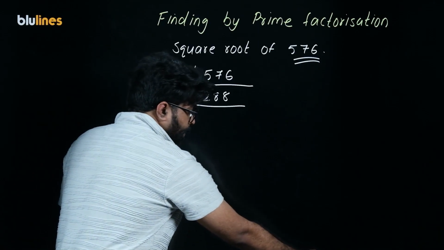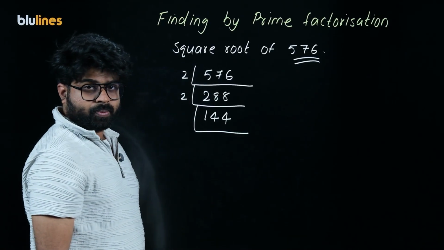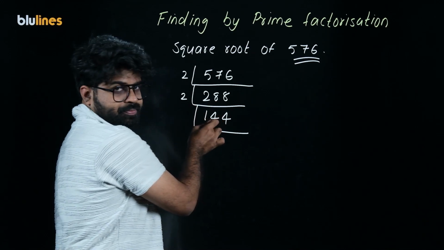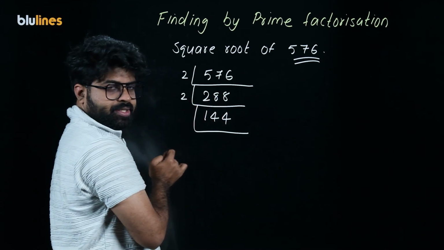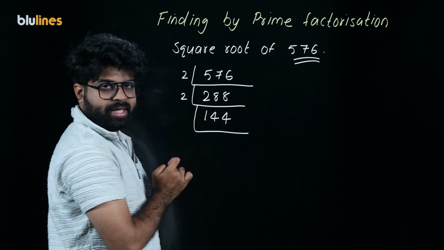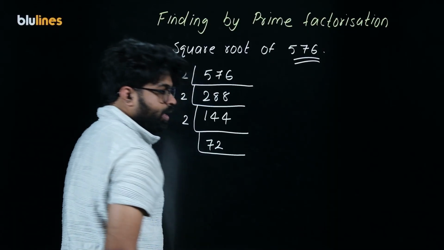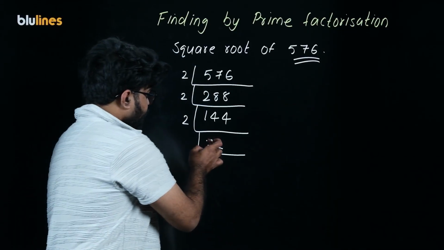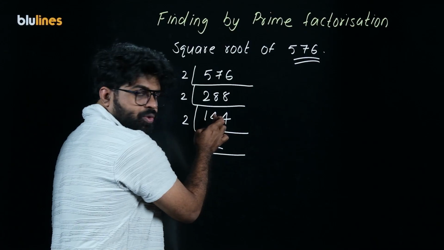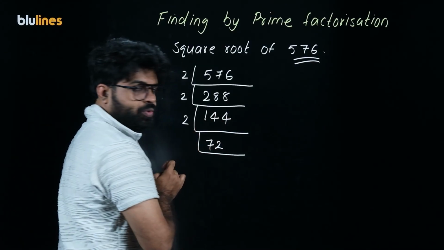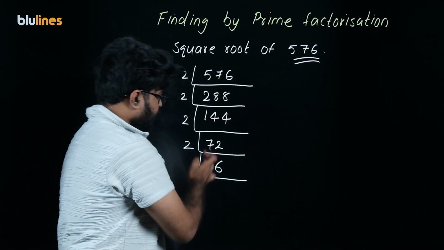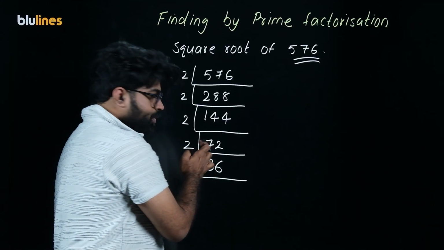In the next step, I am again dividing with 2. So with 2 here I have 1. Here 4 multiplied with 2, 8. Again 4 multiplied with 2 is 8. So 144. Again I am going for 2. Here we have 72 because 7 multiplied with 2, 14. 2 multiplied with 2, 4. Here we have 36. 3 multiplied with 2, 6.